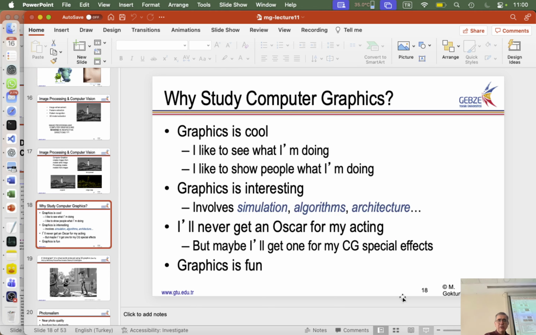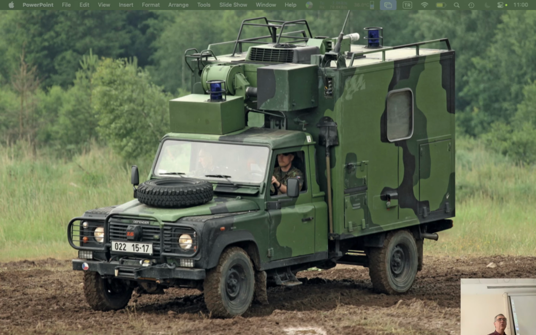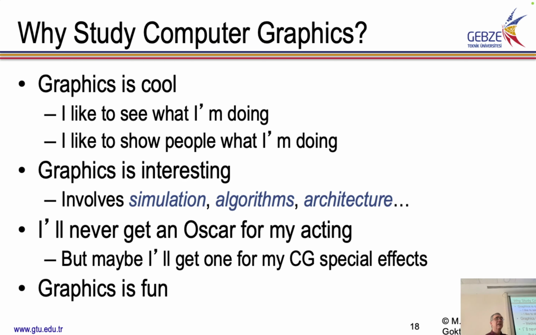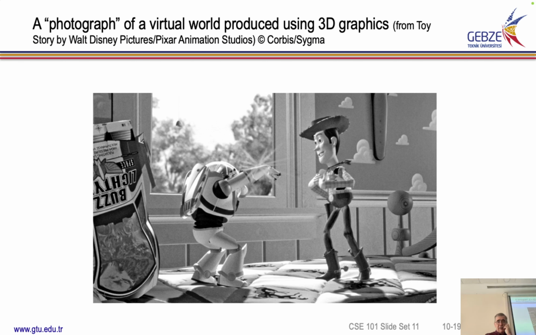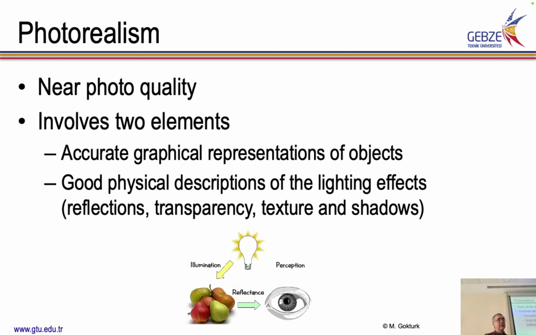So why do we study computer graphics? Because it is cool and you can see what you are doing. It's kind of visual, especially animation. When you make an animation, you can watch it. So other people can watch it. Okay. So some people try to generate realistic images, which is becoming more and more important. Realistic images and realistic videos.